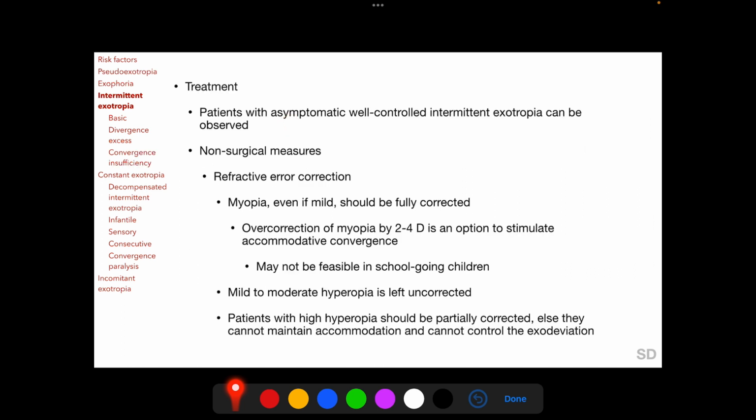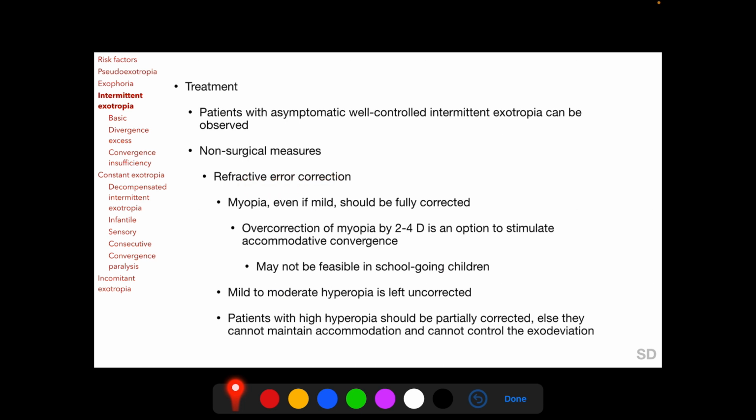Patients with asymptomatic, well-controlled intermittent exotropia can be observed without treatment. But if the control of intermittent exotropia is moderate to poor, the patient should be treated either by non-surgical measures or by surgical correction. Non-surgical measures include refractive error correction, prisms, occlusion therapy, and orthoptic exercises. If non-surgical measures fail to control the exodeviation adequately, surgical correction of the exodeviation will be required.